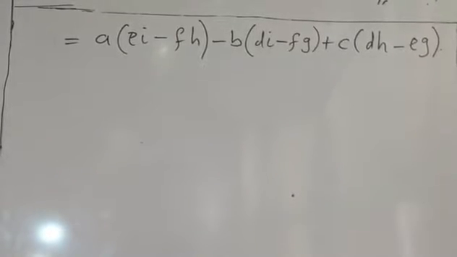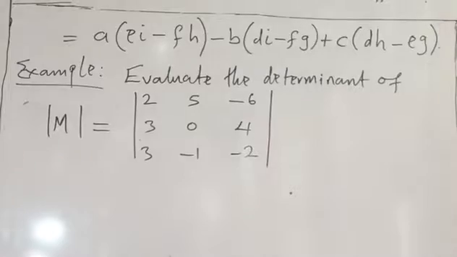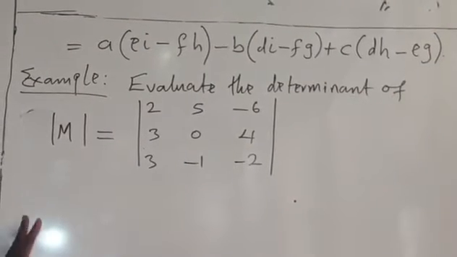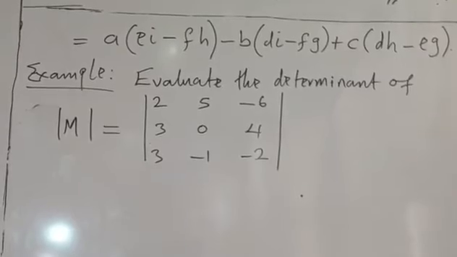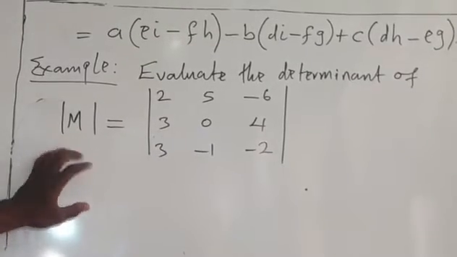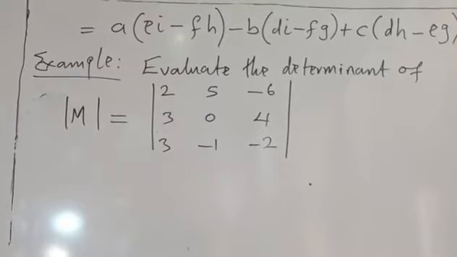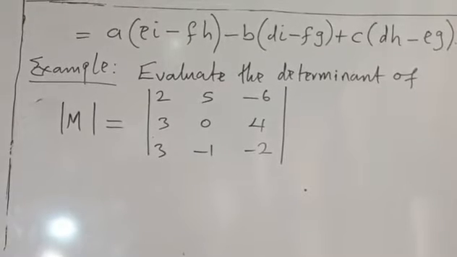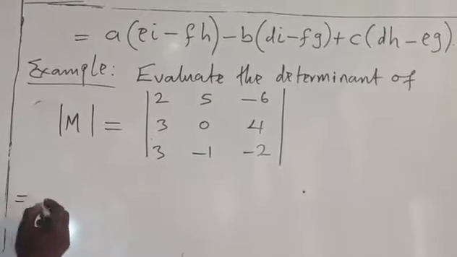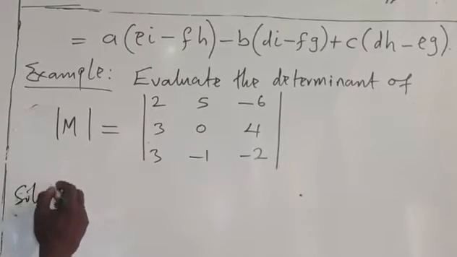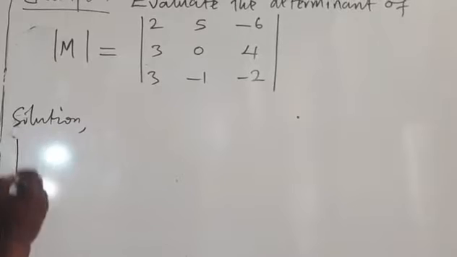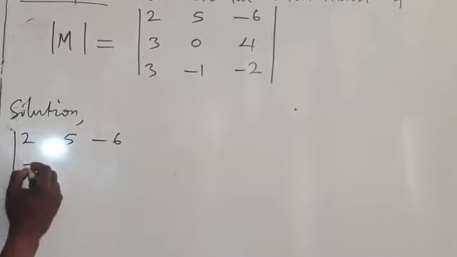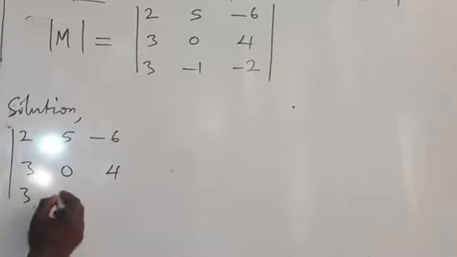So we move to the example now. Example 1 under determinant of 3 by 3 matrices. The question says, evaluate the determinant of matrix M, which is 2, 5, minus 6, 3, 0, 4, and 3, minus 1, minus 2. To determine this, we are going to start by writing out, by bringing down determinant of M, which is determinant of 2, 5, minus 6, 3, 0, 4, 3, minus 1, minus 2.